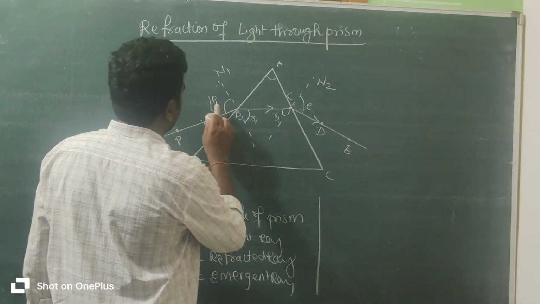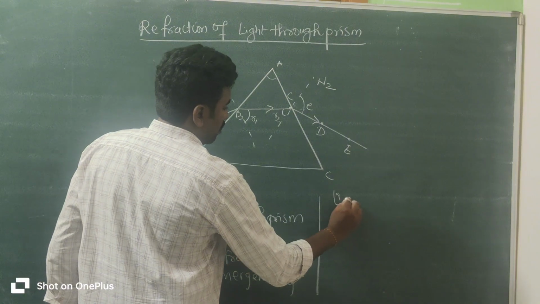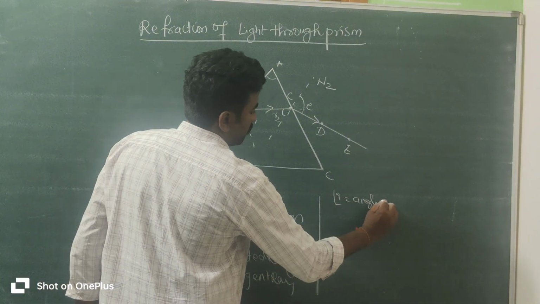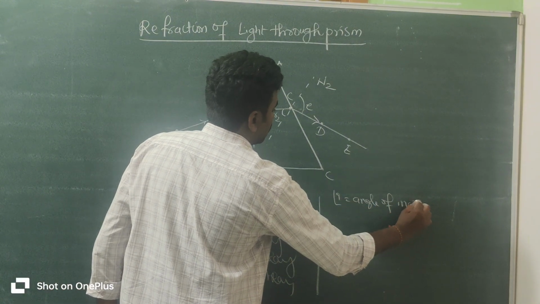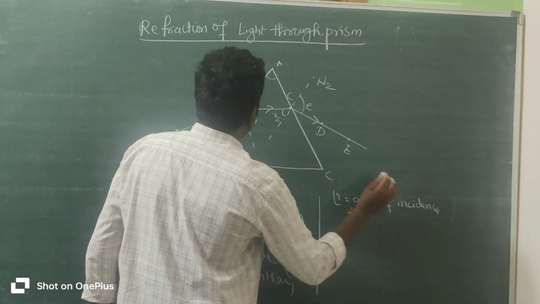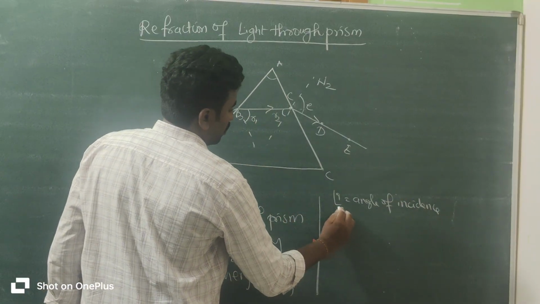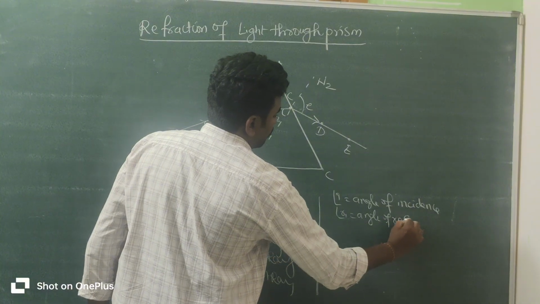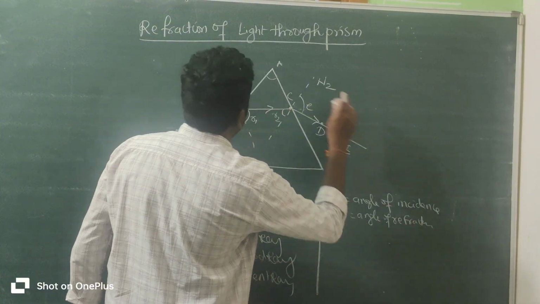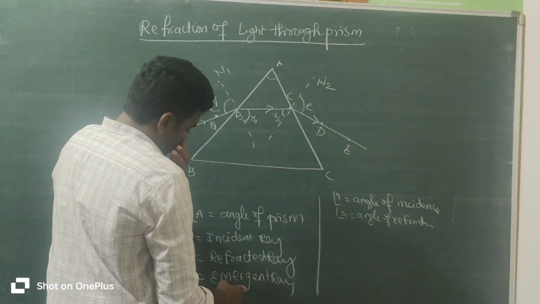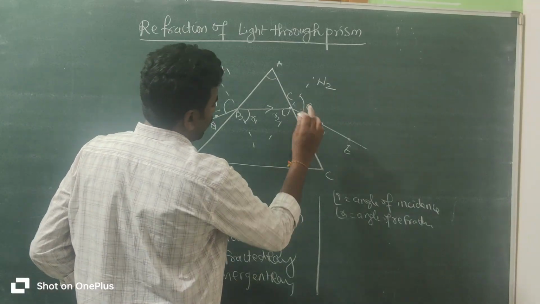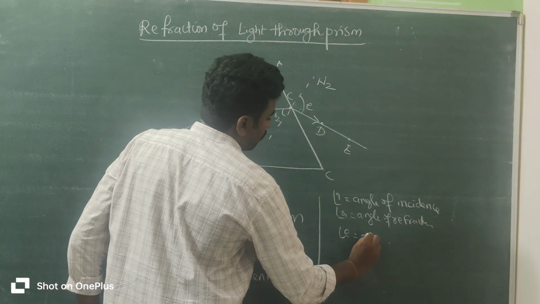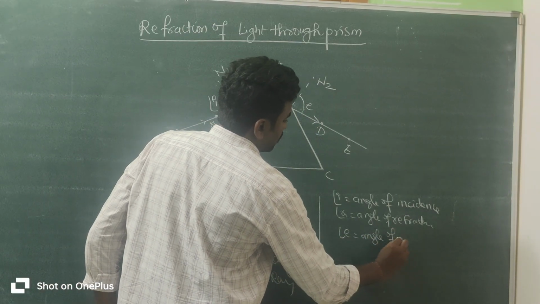Let us take I as the angle of incidence. So here R1 is the angle of refraction. We already discussed that angle A is called the angle of prism. Next, angle E is called the angle of emergence.